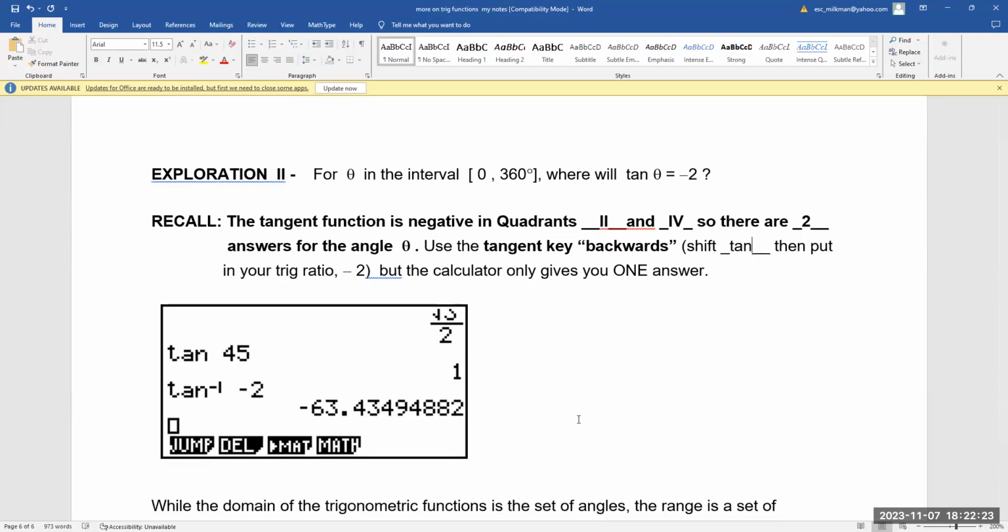-63.43494882 degrees. I could change that to degrees, minutes, and seconds. But most of the time, it's not going to give you an answer between 0 and 360 degrees, which is what this says to give me. So I've got an angle that's negative, and all I have to do is figure out how do I terminate? I mean, how do I make sure I'm in the right quadrant, but I have positive answers only?